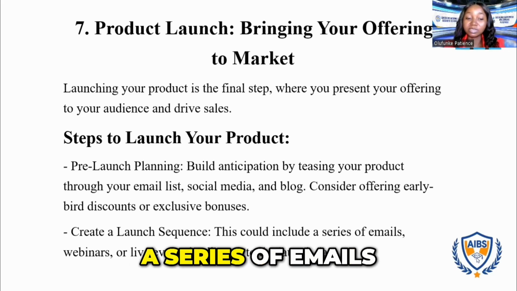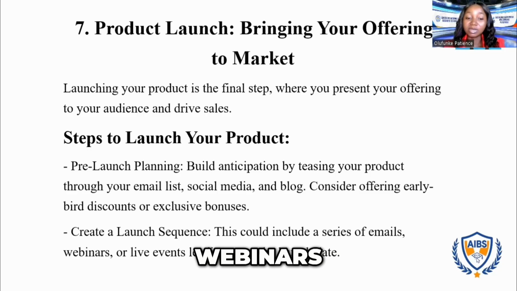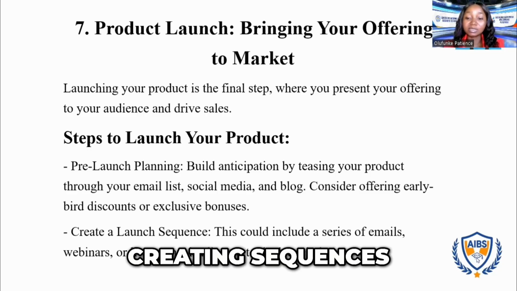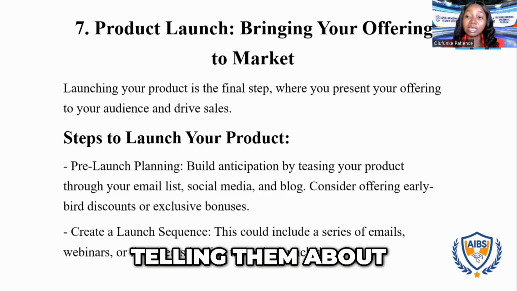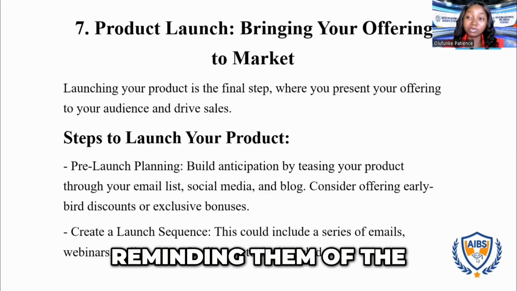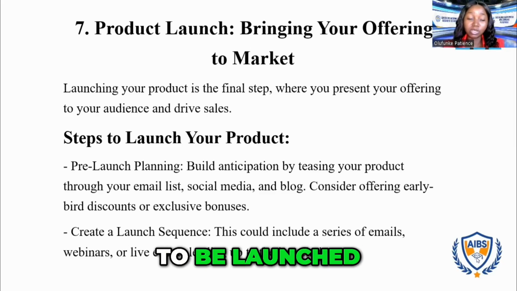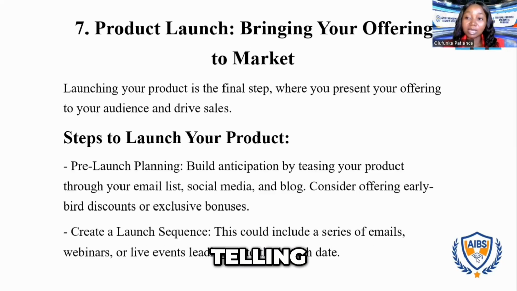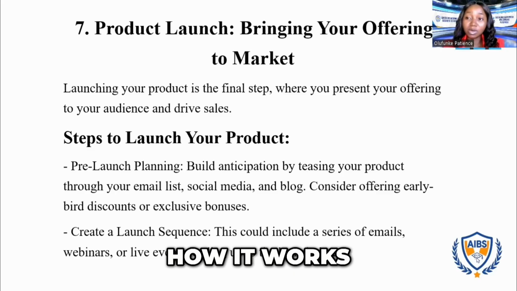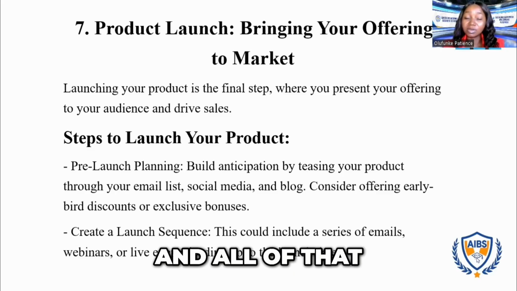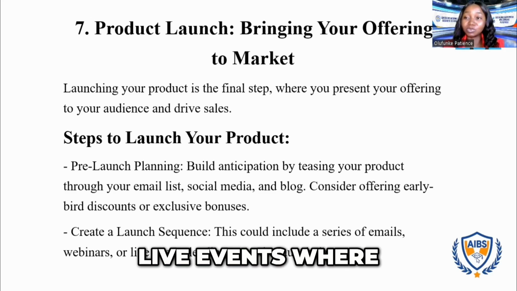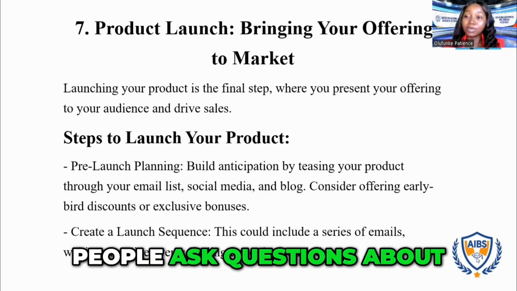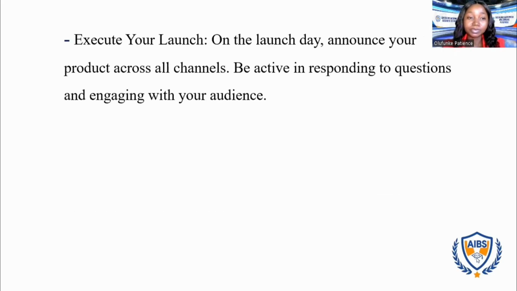You create a launch sequence. This could include a series of emails, webinars, or live events leading up to the launch date. So creating sequences in form of emails, you're sending emails out to your email list that you have built, telling them about the products and reminding them of the dates where your products are going to be launched, or doing webinars, telling people how to use this product, how it works, reviews on the products and all of that. Then live events leading up to the launch date. You can have live events where people ask questions about your product that you're about to launch.